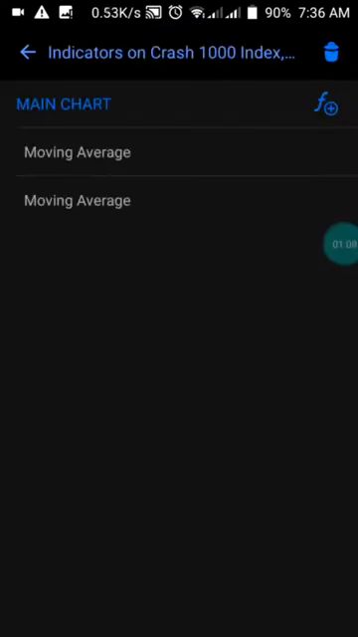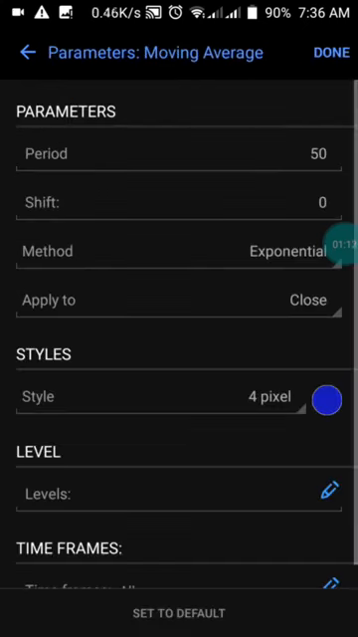The settings of this strategy are a combination of two moving averages. The first moving average has a period of 50. Our shift is 0. We have our method as exponential. We apply to close, and we have blue as the first color here. We have no levels. Then you press done.